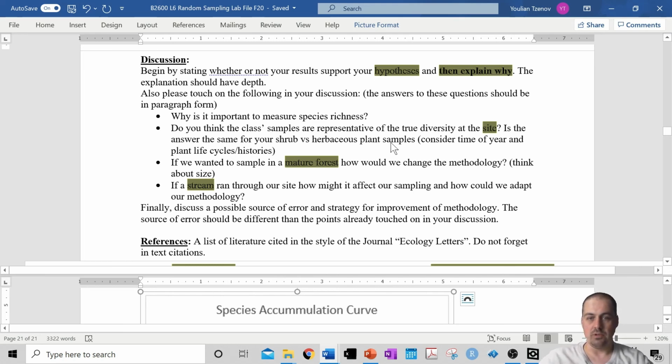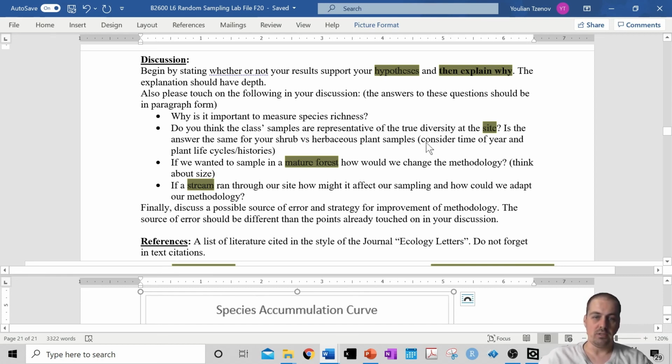The second one is, do you think class samples are representative of the true diversity? And is your answer for trees and shrubs versus herbaceous plants different? This is where you can factor in those numbers. The class samples represent approximately 20% of the shrubs and less than 5% of the herbaceous plants. The other thing to keep in mind is that one of the obvious differences that's particularly relevant here is that shrubs and trees have woody stems, which means they're there year after year. They just get bigger. Whereas herbaceous plants have a growing season every year.